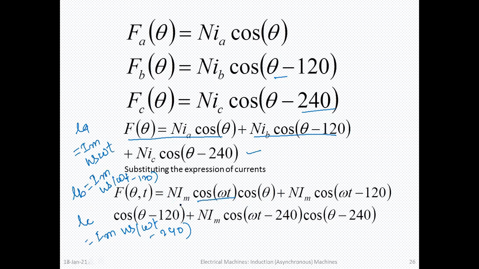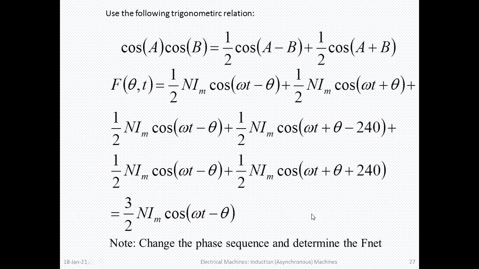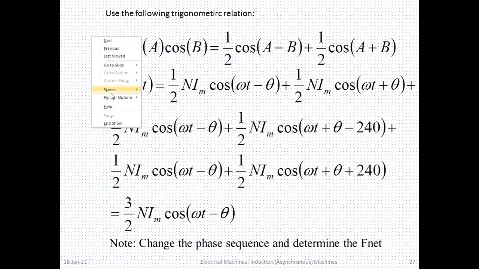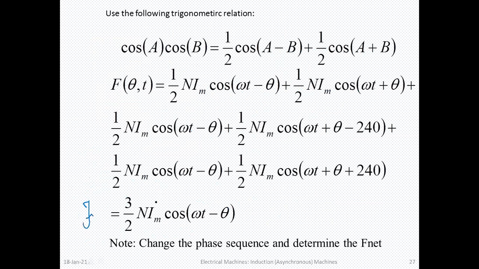So here, Ia is placed here, so Ia cos omega t and cos theta here. Similarly for Ib, this value is placed, and now a special value, theta minus 120 degree. After solving all these three equations using the relation, cos A into cos B is 1 by 2 cos (A plus B) plus half cos (A minus B). Using this relation, we get the final equation. This is called our resultant MMF.